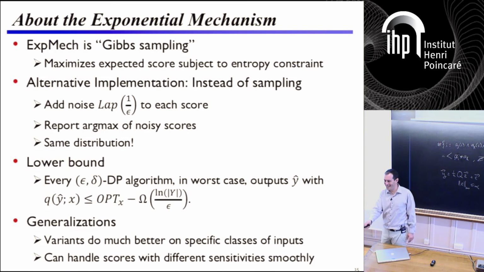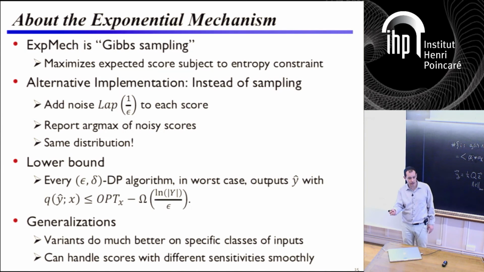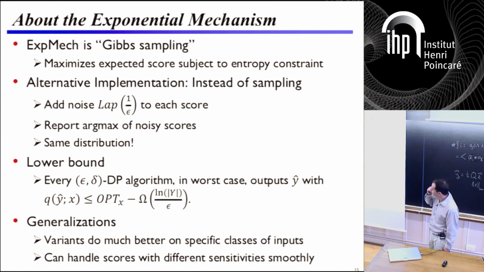Okay. Right. So this exponential mechanism is a special case of what's called Gibbs sampling. As such, it inherits a number of information theoretic properties. One of them is that it is the mechanism that maximizes the expected score of the output subject to an entropy constraint, or conversely maximizes the entropy subject to a constraint on the expected score. It can be implemented for general arbitrary sets of things. Implementing Gibbs sampling can be very tricky, and I'm not going to talk about that.